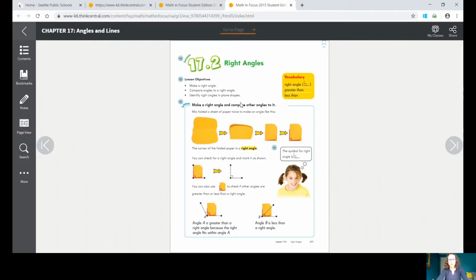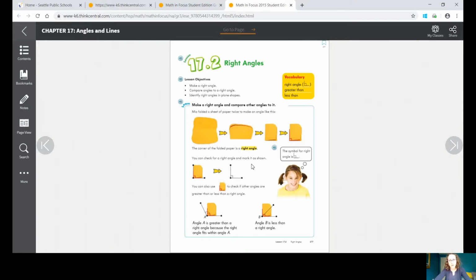So, let's look at this first example. It says make a right angle and compare other angles to it. Mia folded a sheet of paper twice to make an angle like this. So here's her paper. She folded it, and then she folded it. The corner of the folded paper is a right angle. The corner right here. And this little square is the symbol for right angle. If you see that symbol, you automatically know without even measuring, that's a right angle.